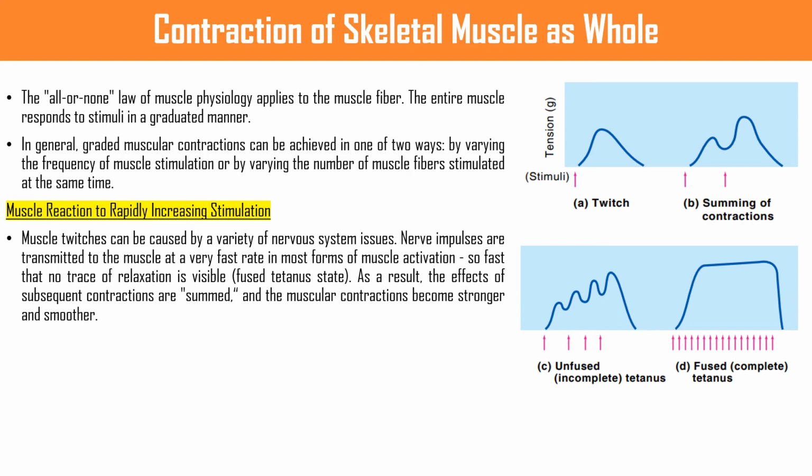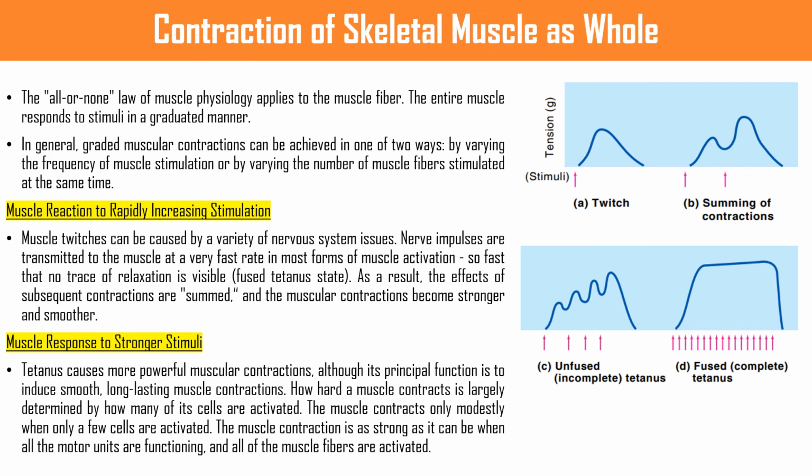So fast that no trace of relaxation is visible. This is known as fused tetanus state. As a result, the effects of the subsequent contraction are summed and the muscular contraction becomes stronger and smoother. Muscle responds to the stronger stimuli. Tetanus causes more powerful muscular contraction, although its principal function is to induce smooth, long-lasting muscle contraction.